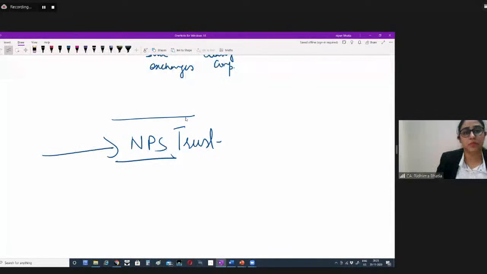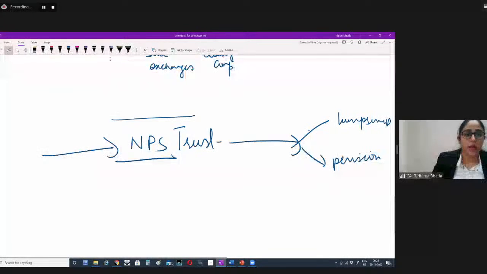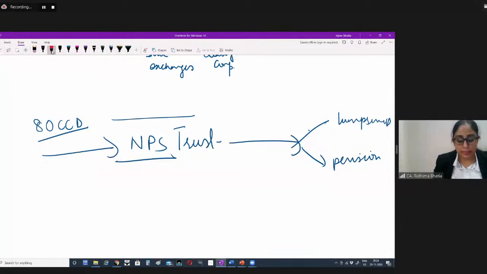Central government employees have to make contributions, and the employer has to make a contribution as well. After attaining a certain age, you get a lump sum amount, and here the contributions are allowed as deduction under section 80CCD subsection 1, 1B, 1D and 2, which you will study in your deduction chapter. Okay. Now we're talking about this NPS trust.